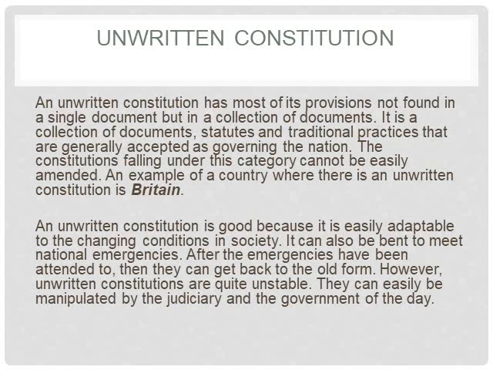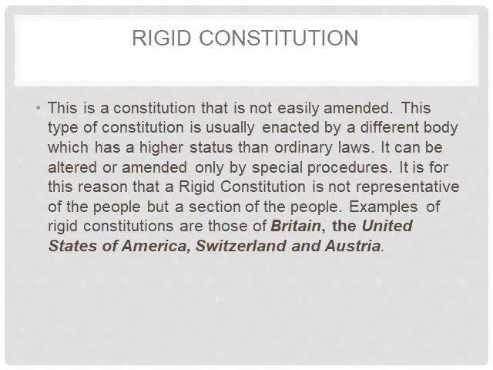Okay. For the next constitution, the rigid constitution. This is a constitution that is not easily amended. This type of constitution is usually enacted by a different body, which has a higher status than ordinary laws. It can be altered or amended only by special procedures. So this kind of constitution, the rigid one, is usually enacted by a different body.